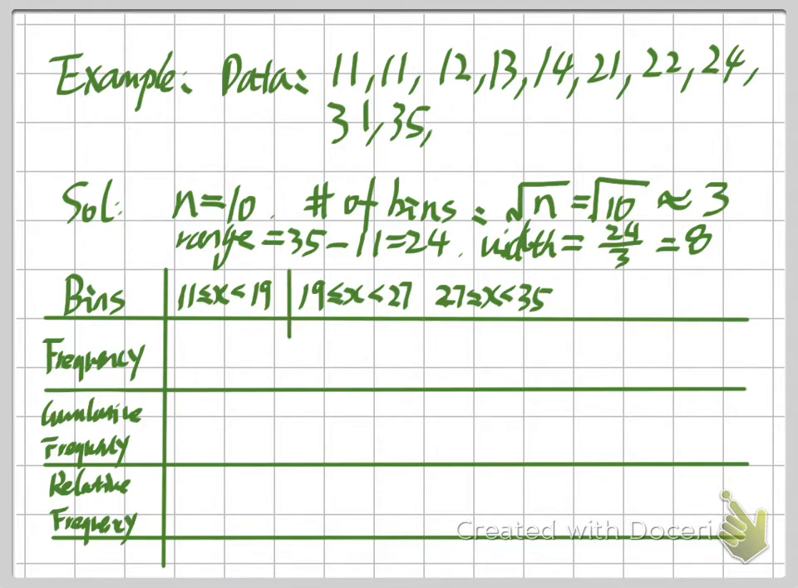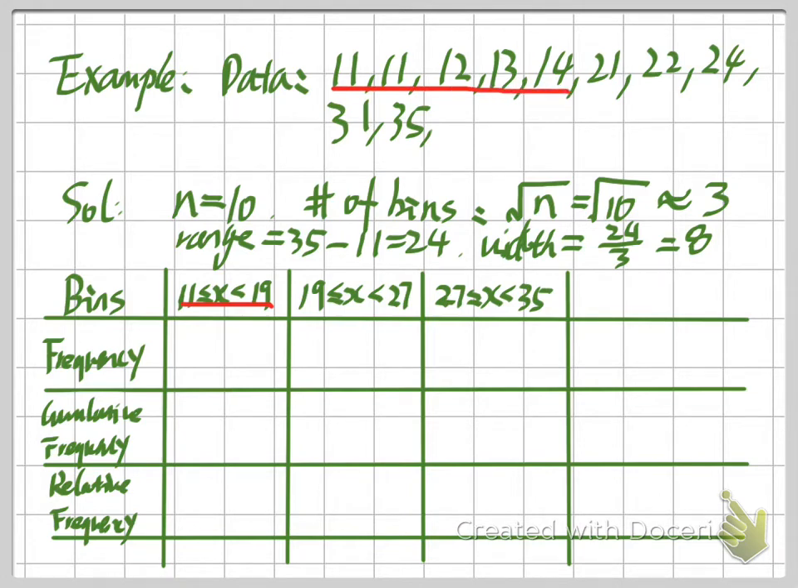And then the next thing is, in this table, we want to compute the frequency in each of the bins, the relative frequency, and the cumulative frequency. What this means is we count the numbers inside each bin. For the first one, let me use the red color to underline the numbers in this first bin, between 11 and 19. Of course 11 is inside it, 12, 13, 14. So these numbers are inside our first bin.